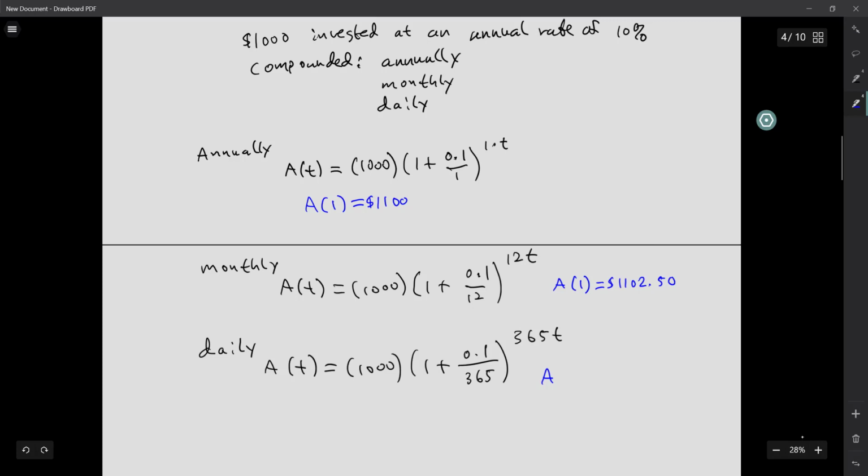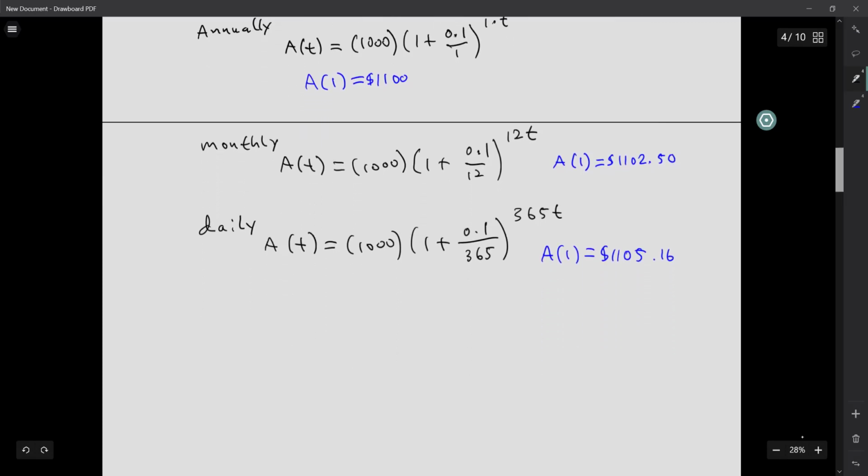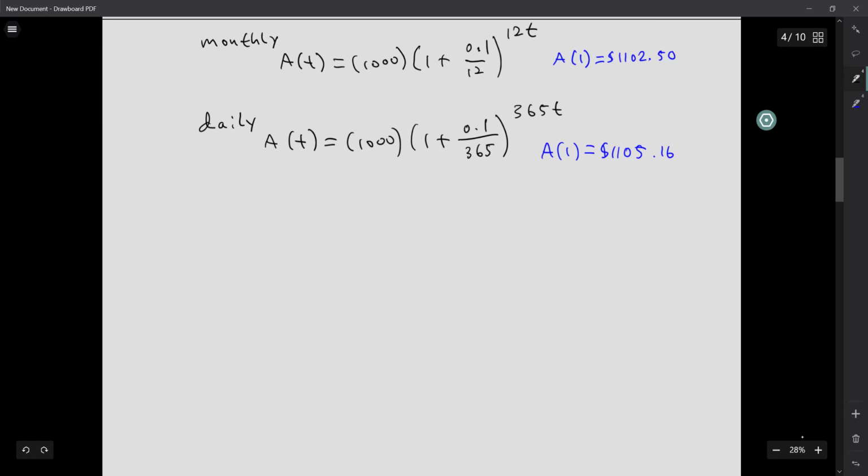And if I do it daily, here we go, we get even more. We have 1105.16. Now, something you might recognize as a part of this gives us our continuous compounding variety. Because if I wanted, I could set it up to compound every minute, and there's a lot of minutes in a year. I'm not sure what they would do for leap years, but let's just ignore it.